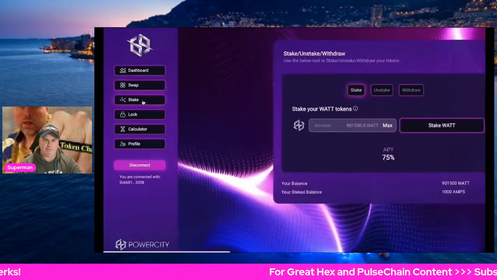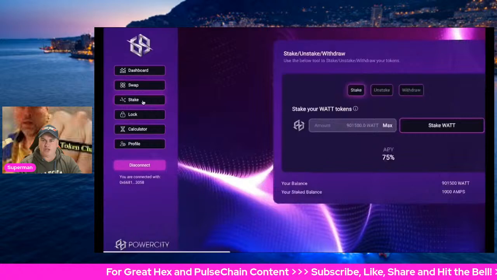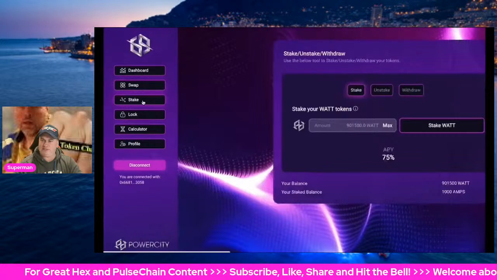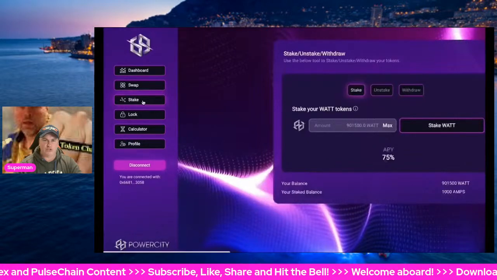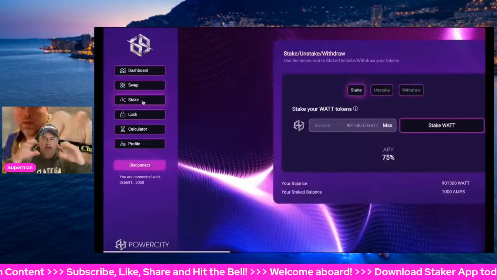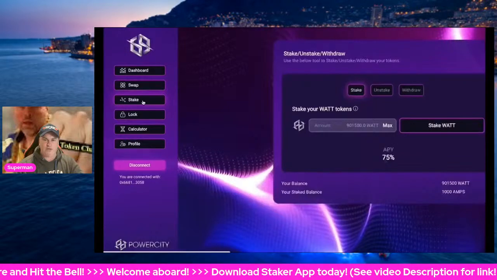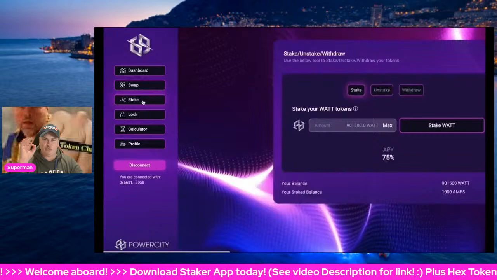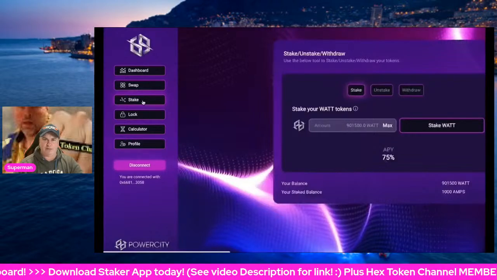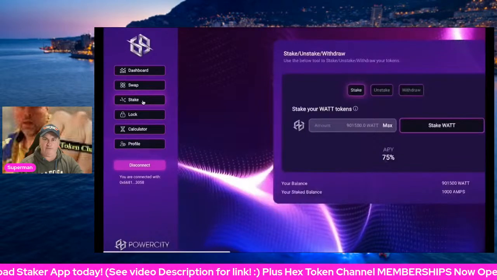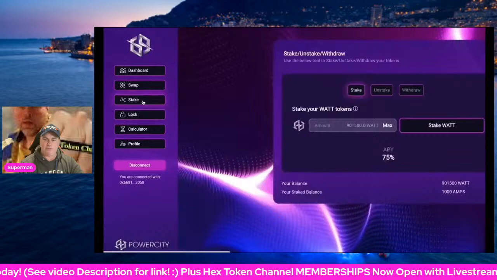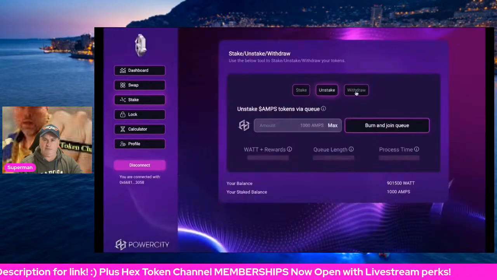Now we've got the stake page, the third one there: stake, unstake, withdraw. Stake your watt tokens, and of course the amount of watt there. Pretty simple here. Of course, this is the core product, so imagine it being in the middle, with all the other products around it feeding this core. This has been set up the correct way right from the beginning. Once Pulsechain launches, these guys will be able to really flourish and grow the ecosystem. It's pretty neat like that.